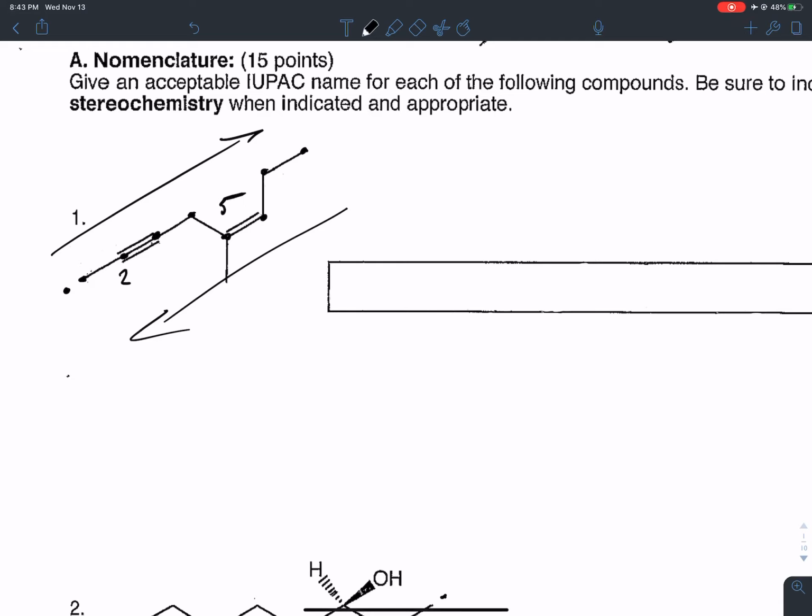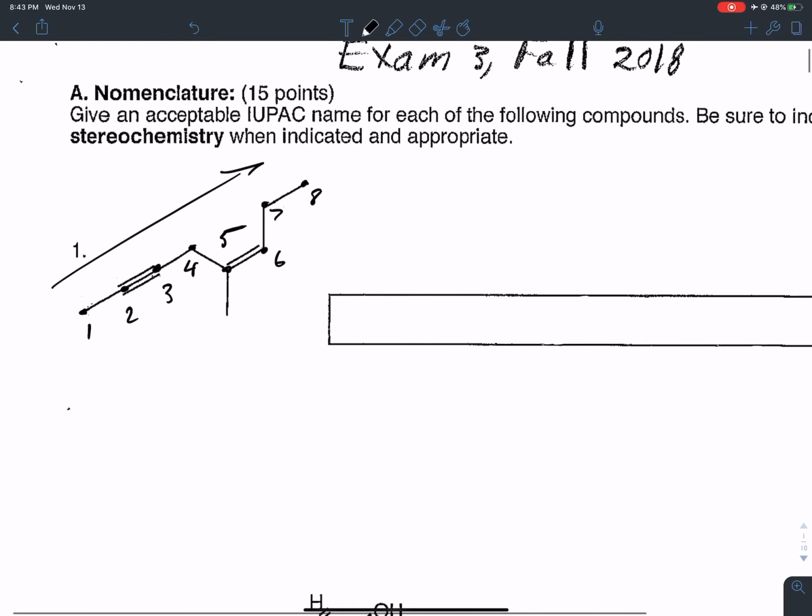The alternative route has our double bond on 3. Our first point of difference has already been decided. That 2 wins. So that 2 is going to win. We are going to start from the left and go to the right. So this is going to be carbon 1, 2, 3, 4, 5, 6, 7, 8. Awesome. So we've numbered this thing.